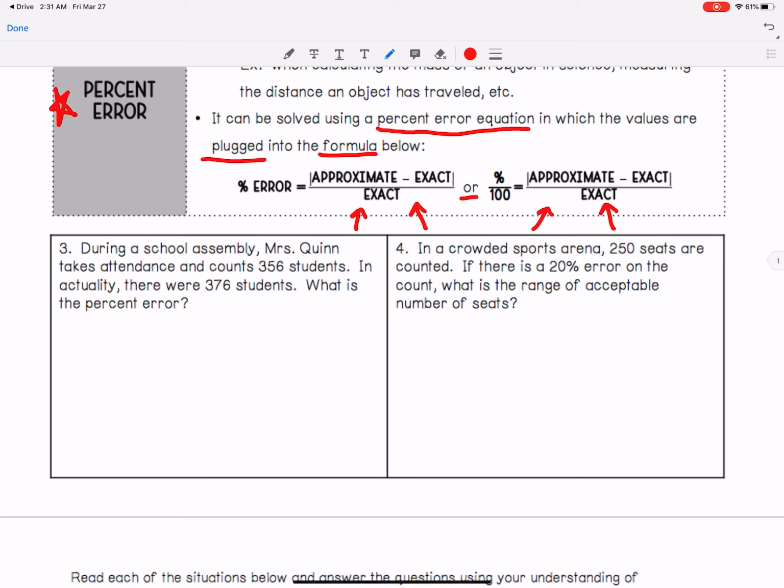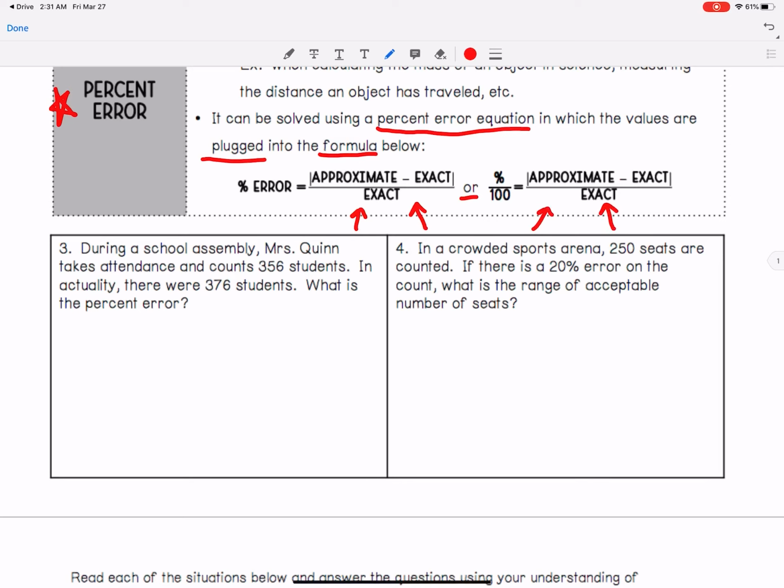Okay, let's go on to question number 4. I'm going to erase just a couple things. Question 4 says, in a crowded sports arena, 250 seats are counted. If there is a 20% error on the count, what is the range of acceptable number of seats?